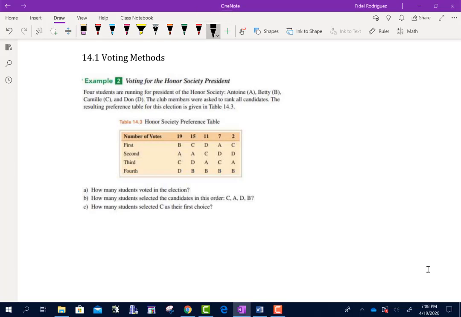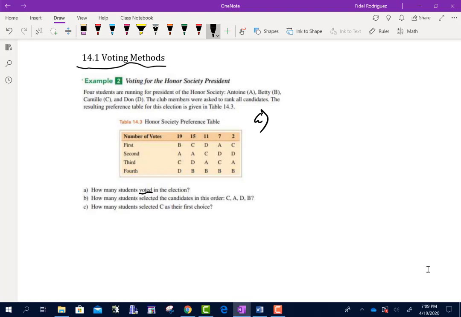All right, so 14.1, guys, talks about voting methods. And so we're going to figure out what this means here. Let's go ahead and go through the example and see if we can't figure it out. It says 4 students are running for president of the Honor Society: Antoine, Betty, Camille, and Don. The club members were asked to rank all candidates, and the resulting preference table for this election is given in the table here.